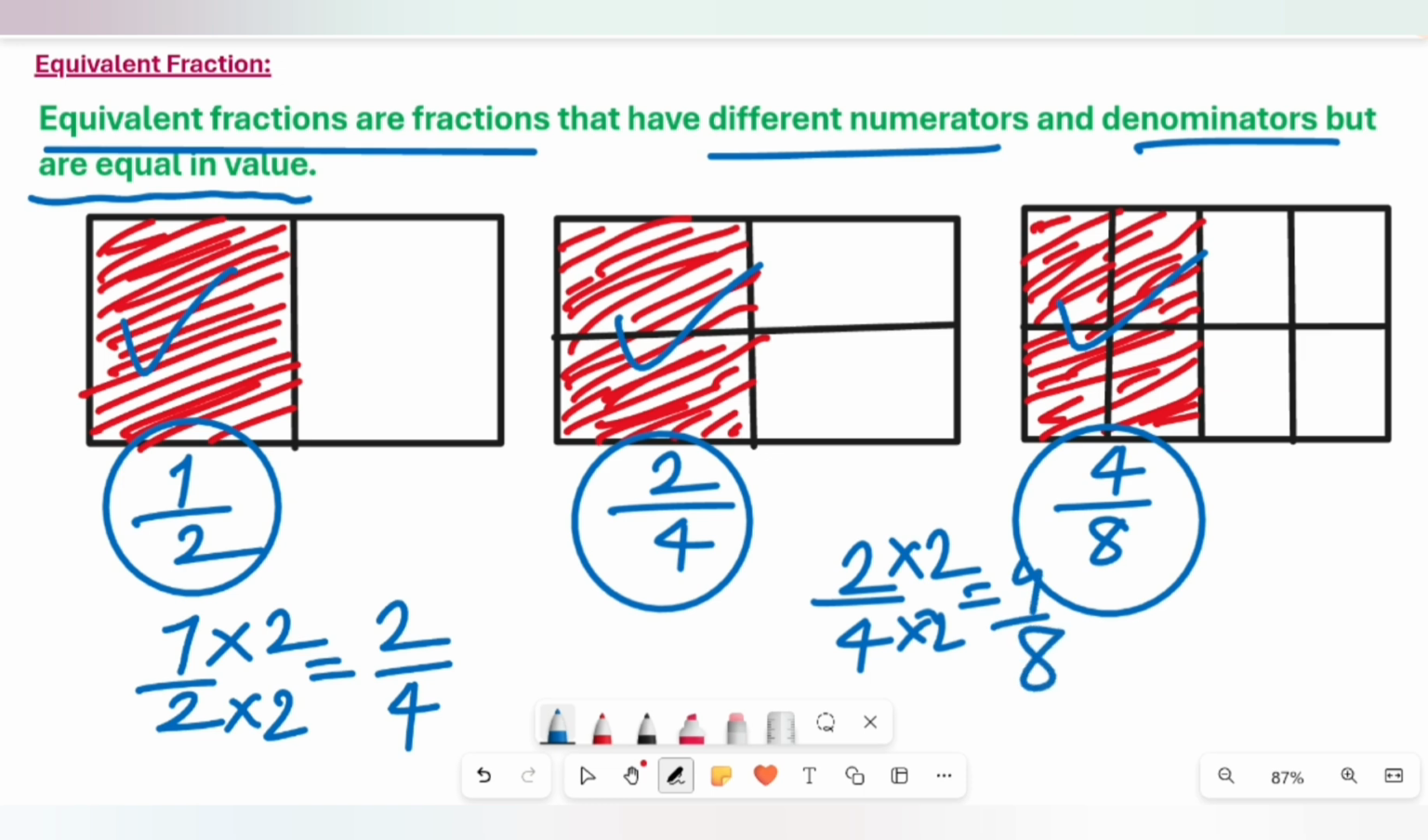In JNV 2024, this question was asked: what happens if we multiply the numerator and denominator by the same number? The answer is that the resultant fraction's value will not change. Thank you for watching.